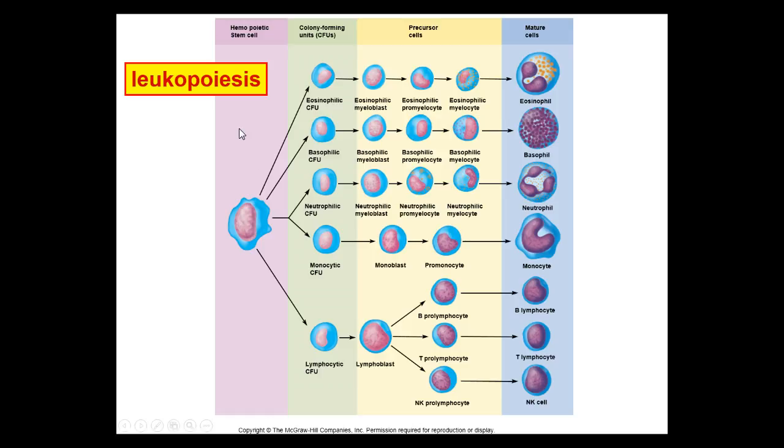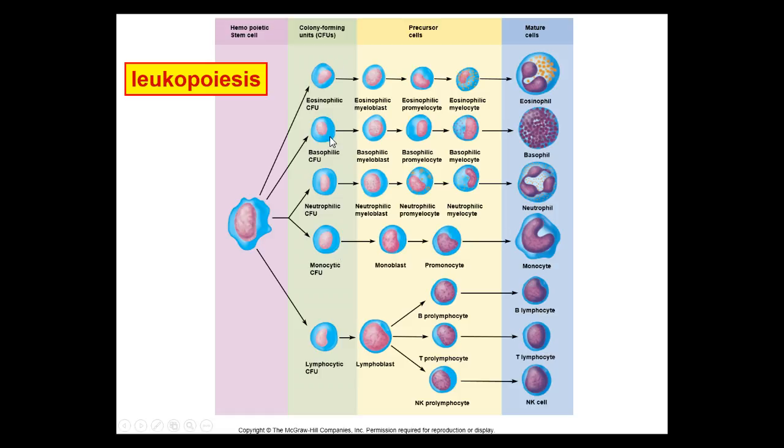Now, we can look at this process as well, leukopoiesis, and you would understand by now that this is the production of white blood cells, producing leukocytes. And again, this is happening in the red bone marrow as well. But look what we start with. We start with that same hemopoietic stem cell that we started with for the red blood cells. So they're capable of differentiating into the different individual leukocytes.